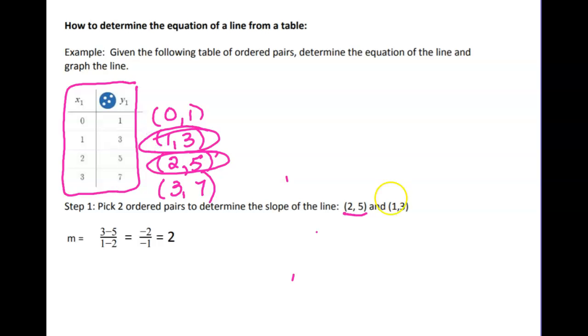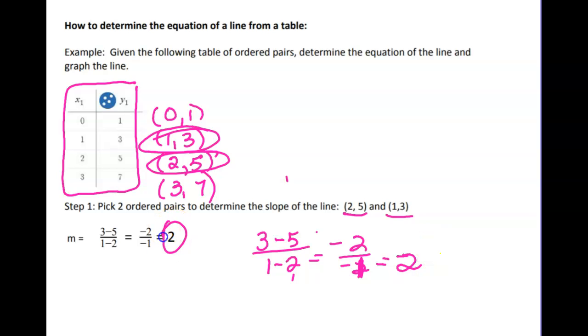Okay, so with those 2 points, we've got 3 minus 5 divided by 1 minus 2. Okay, and that's how we get our -2 over -1, which is, whoops, that's a -1. We have a positive 2 slope. Okay, and that's right here. So we know our slope is 2.